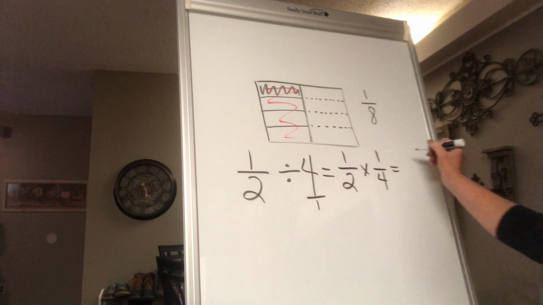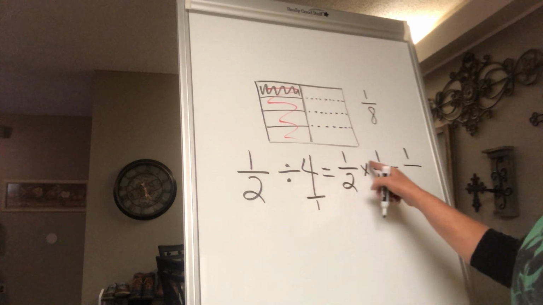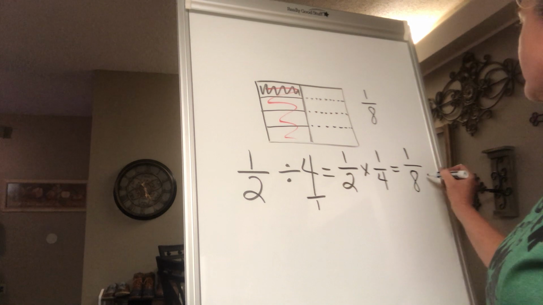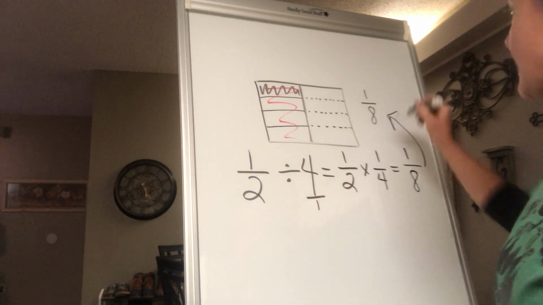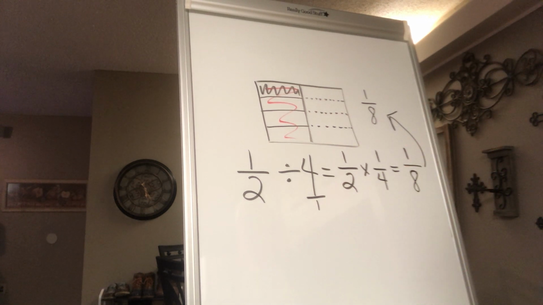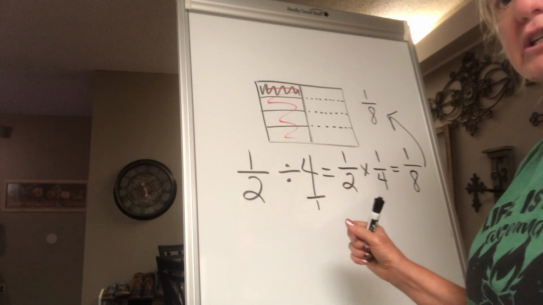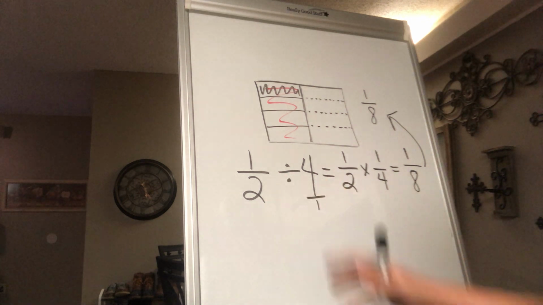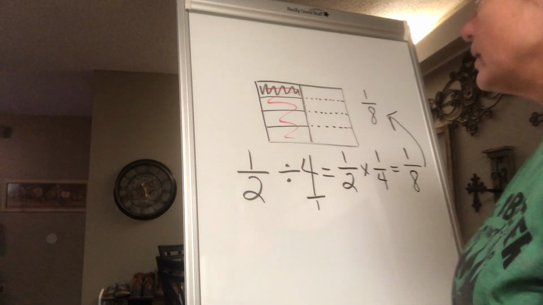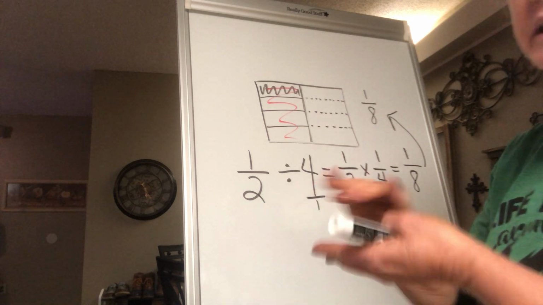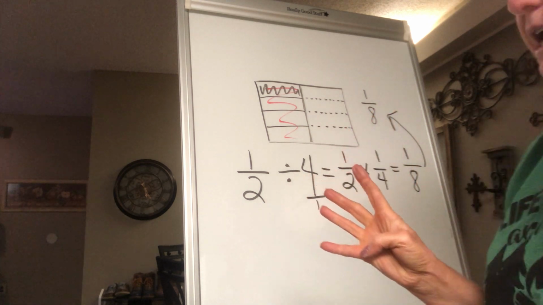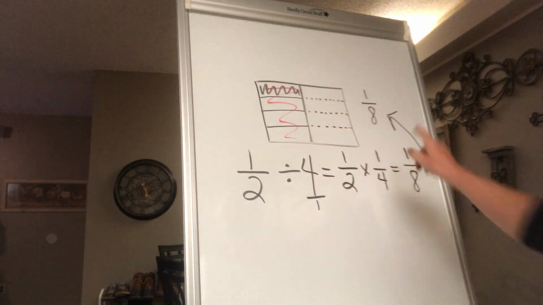1 times 1 is 1. 2 times 4 is 8. And that's exactly what our diagram said it should be. And think about it, it's a reasonable answer. We knew it was going to be a smaller fraction than 1/2 because that's all we had to start with, and then that 1/2 had to be divided up 4 more times, giving us 1/8.